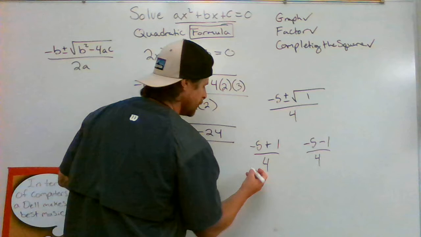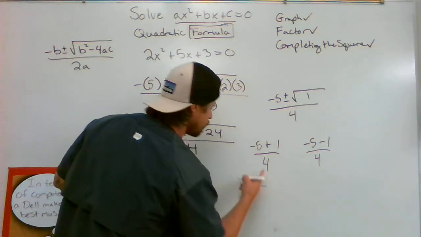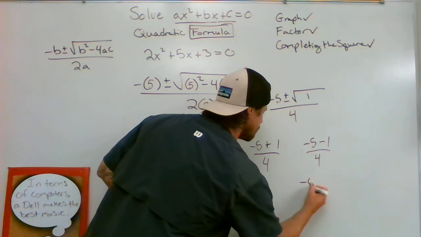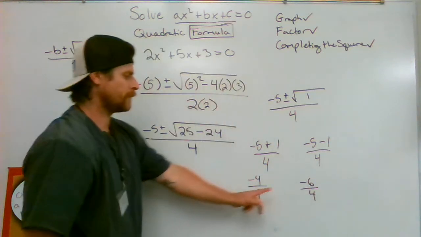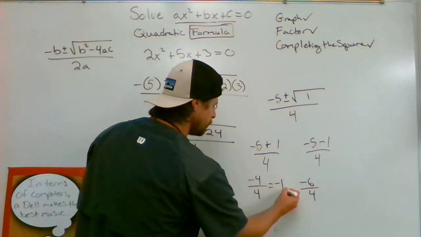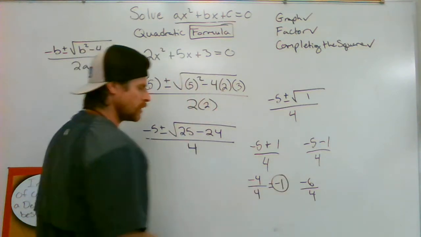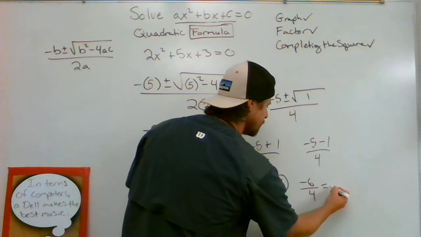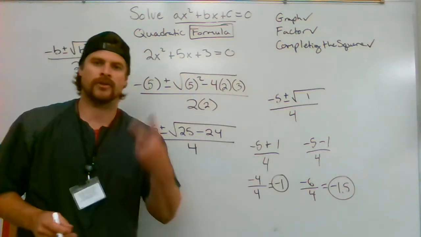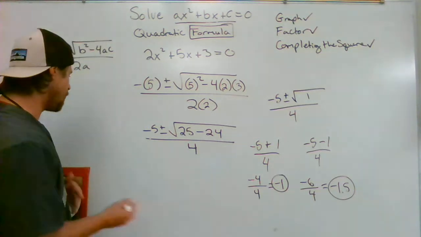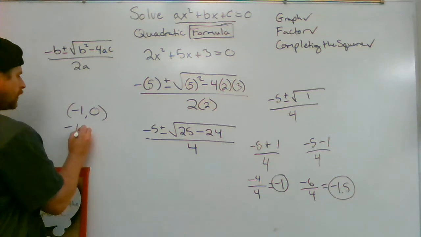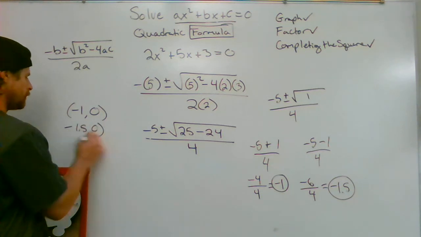Negative 5 plus 1, that gives you a negative 4 over 4. Negative 5 minus 1, negative 6 over 4. Simplify each one out, and those are our solutions. Negative 4 divided by 4 is a negative 1. Boom, circle it. That's one solution. Negative 6 divided by 4 is negative 1.5. That's your second solution. We have our 2 solutions to this quadratic. You can write them out, as always, as coordinates, negative 1, 0, and negative 1.5, 0.